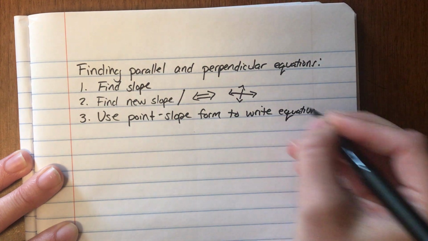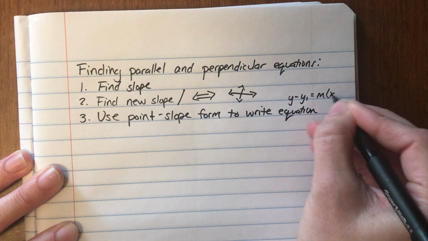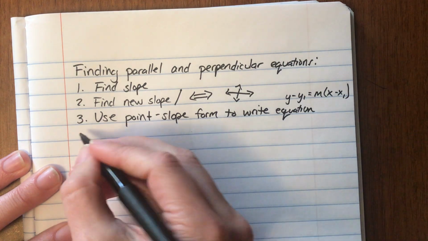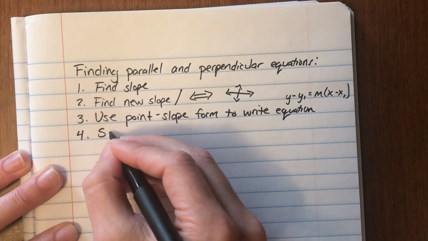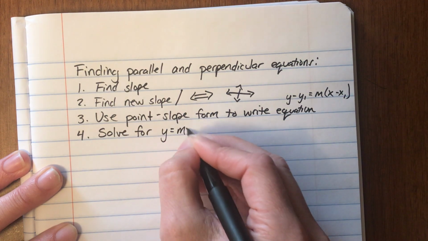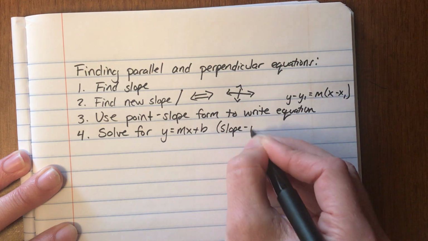And remember, that is y minus y1 equals m(x minus x1). We're going to use that equation to write a new equation. And then step 4 is going to be solve for y equals mx plus b. And of course, that's slope intercept.